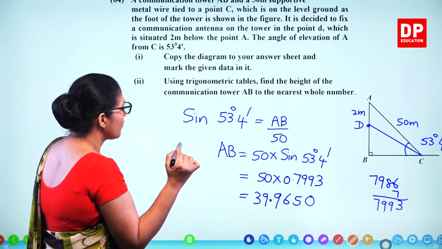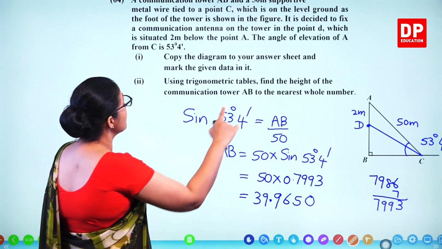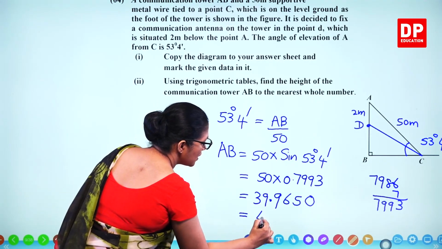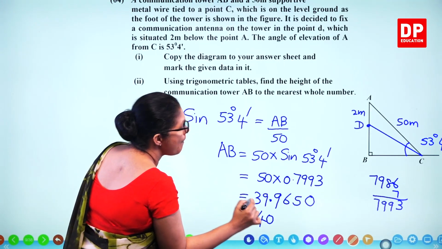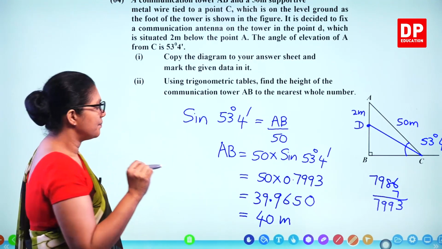39.9650. So you need to find out the value, correct to the nearest whole number. That's 40. 40 meters is the value to the nearest whole number.